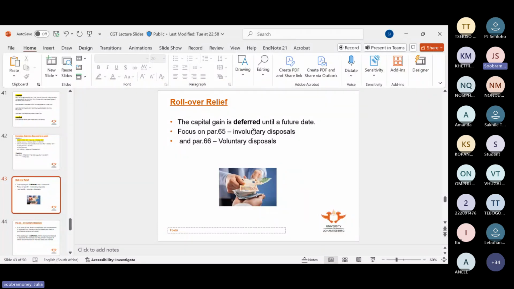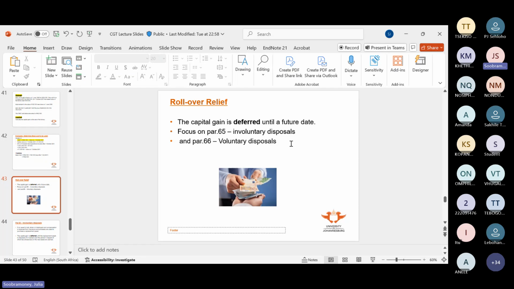Okay, so just a recap. Remember when we did the deferment, there were two types of disposals. We had paragraph 65 and 66. Paragraph 65 was involuntary, meaning it's not in my control. So maybe a storm came and the roof went off with the wind and it destroyed some of my assets, or maybe there was a flood that destroyed my assets, or someone came in and stole my assets. That is involuntary. I'm not in control of such disposals. But voluntary means I am in control. I can choose that tomorrow I want to sell that asset, or tomorrow I want to donate it.